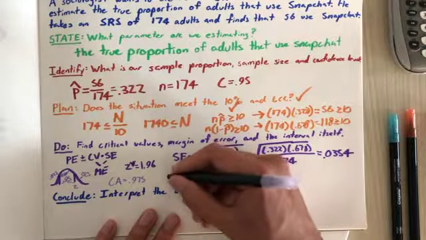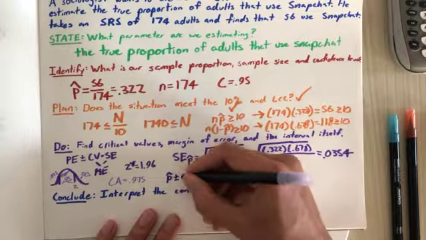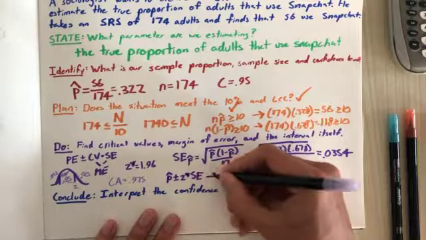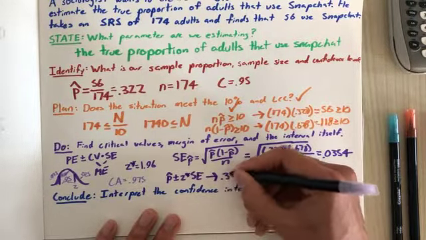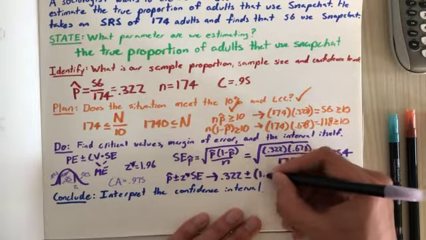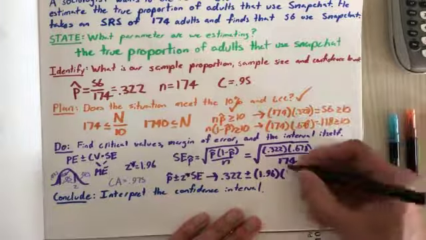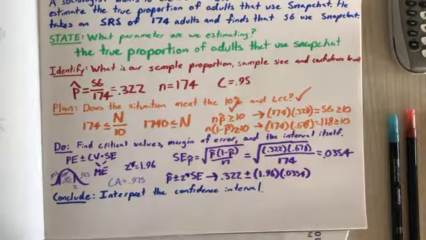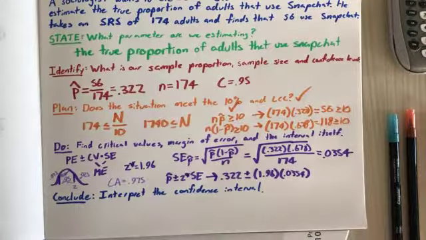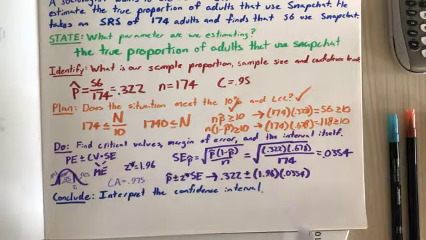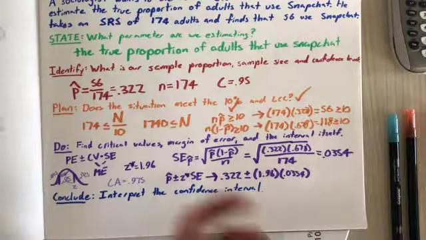So we have p hat plus or minus z star times standard error. Plug those things in, we get 0.322 plus and minus 1.96 times 0.0354. You should simplify the right side. I'm running out of space, so I won't do that, but you would multiply these two things together, and that would be your margin of error, remember. So now, actually, I'll end up doing that.